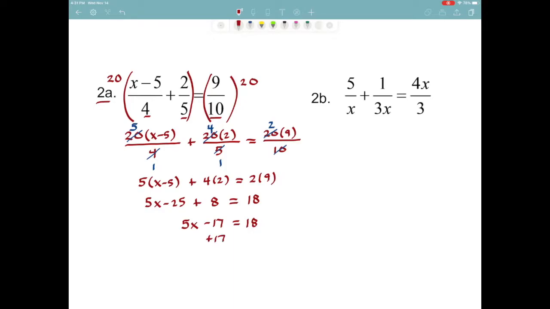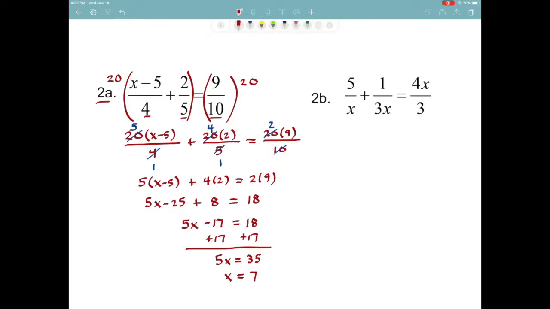So we're going to take this and add it to each side. And we now have 5x is equal to 35. And x ends up equaling 7. That value can be plugged back in and checked there. For time's sake, I'm going to tell you that it works.